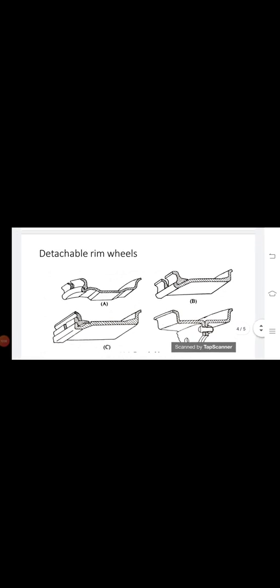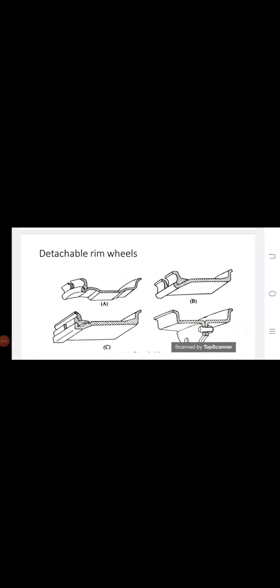That's why this type of rim is known as the U-type drop center 15-degree taper ring. Okay, now let's discuss the next topic, detachable rim wheels.